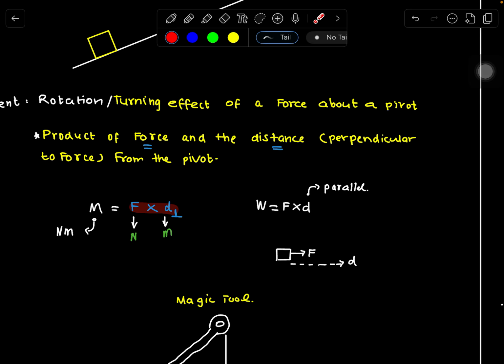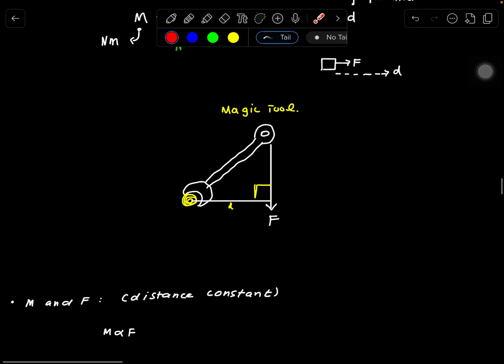Okay? Now what's the unit for moment? It's just Newton meters, because force has the unit newtons, distance has the unit meters, so you multiply the units and you get the units of Newton meters for moments.